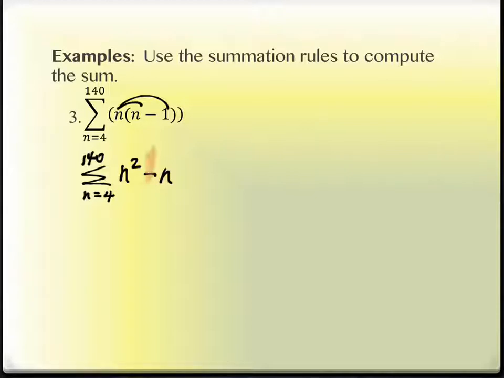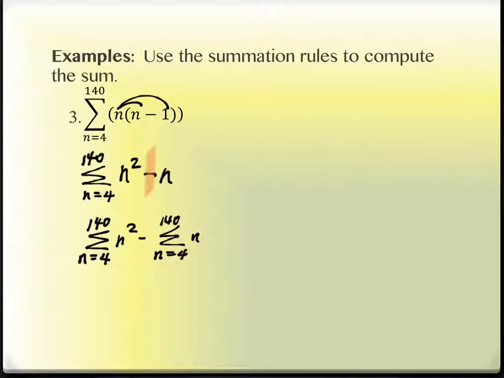When it gets to this point, it looks very much like the problem before, where I have addition of, or in this case, subtraction of 2 different values. So we can separate that as well. So this is the summation from n equals 4 to 140 of n squared minus the sum from n equals 4 to 140 of n.